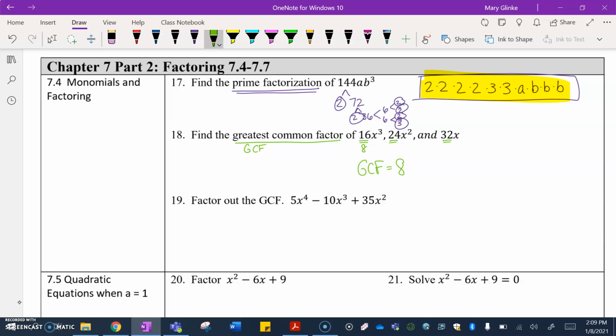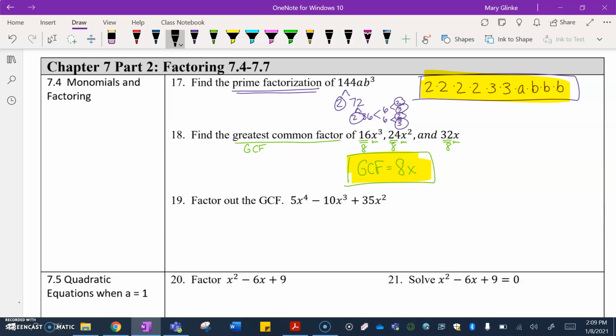And you can always test it. If you divide these by 8, you should get nice numbers back, because they all have 8 in common. For your x's, you ask yourself, what do those have in common? One has 3, one has 2, one has 1. So overall, they all have at least one x. This would be our GCF.